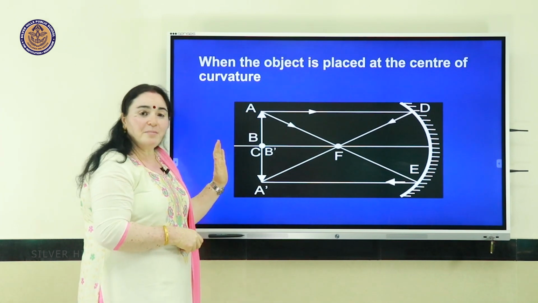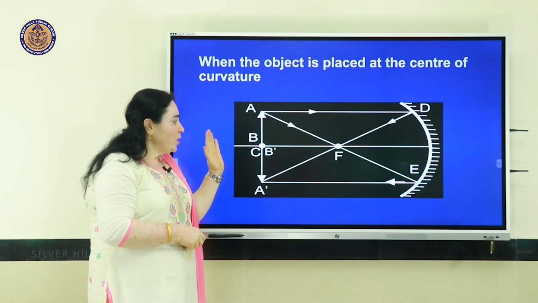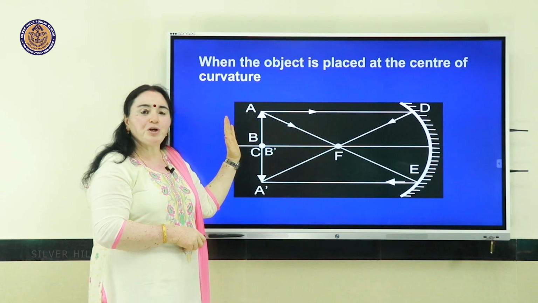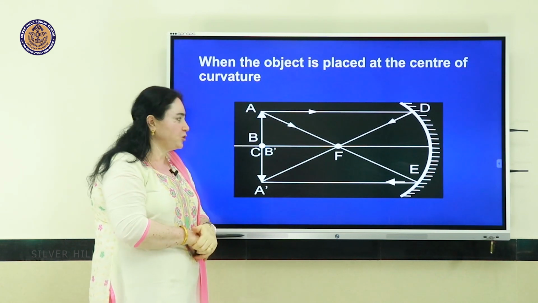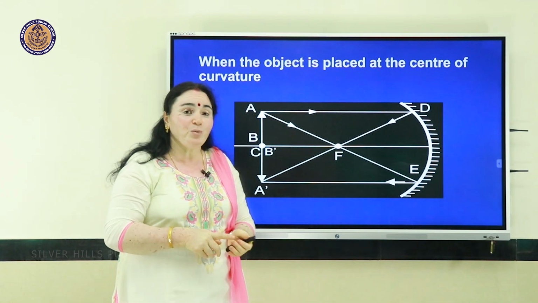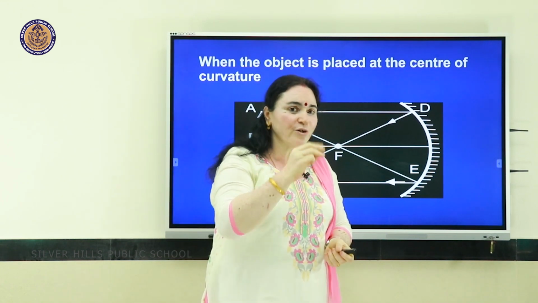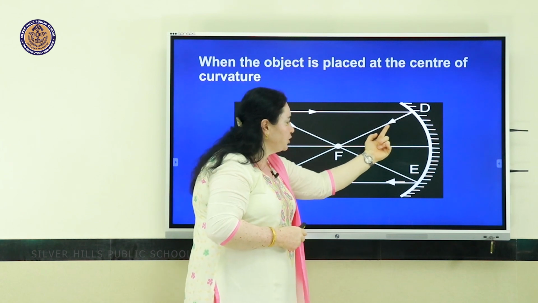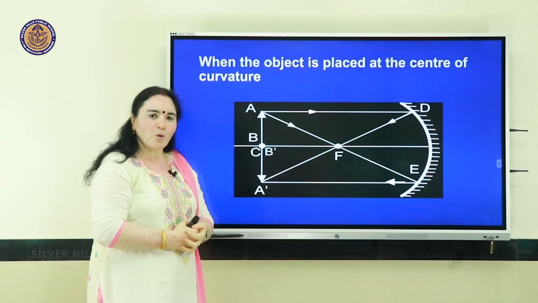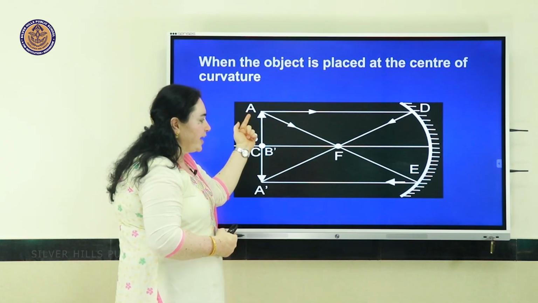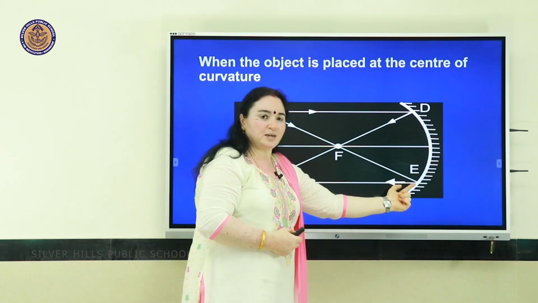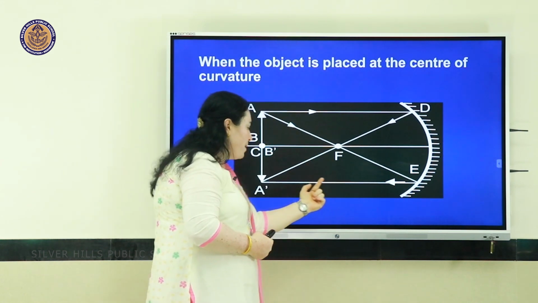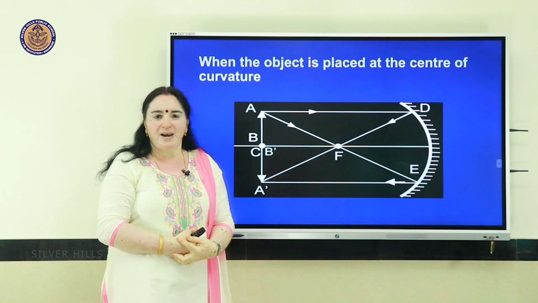Here, I bring my object now close to my mirror. I am going to keep it at the center of curvature. And here I am going to use the first and the third rule. A parallel ray of light after reflection passes through the focus. A ray of light passing through the focus after reflection becomes parallel to the principal axis.